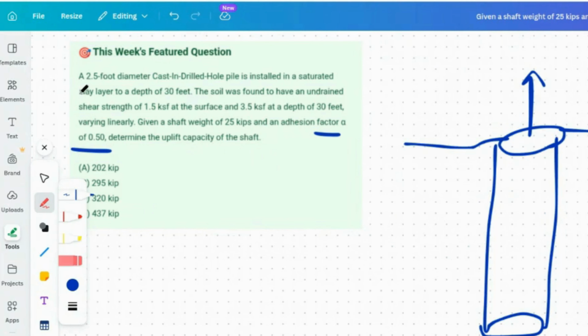The question reads: a 2.5-foot diameter cast-in drilled hole pile is installed in a saturated clay layer to a depth of 30 feet. The soil was found to have an undrained shear strength of 1.5 ksf at the surface and 3.5 ksf at the depth of 30 feet, varying linearly. Given a shaft weight of 25 kips and adhesion factor of 0.5, determine the uplift capacity.